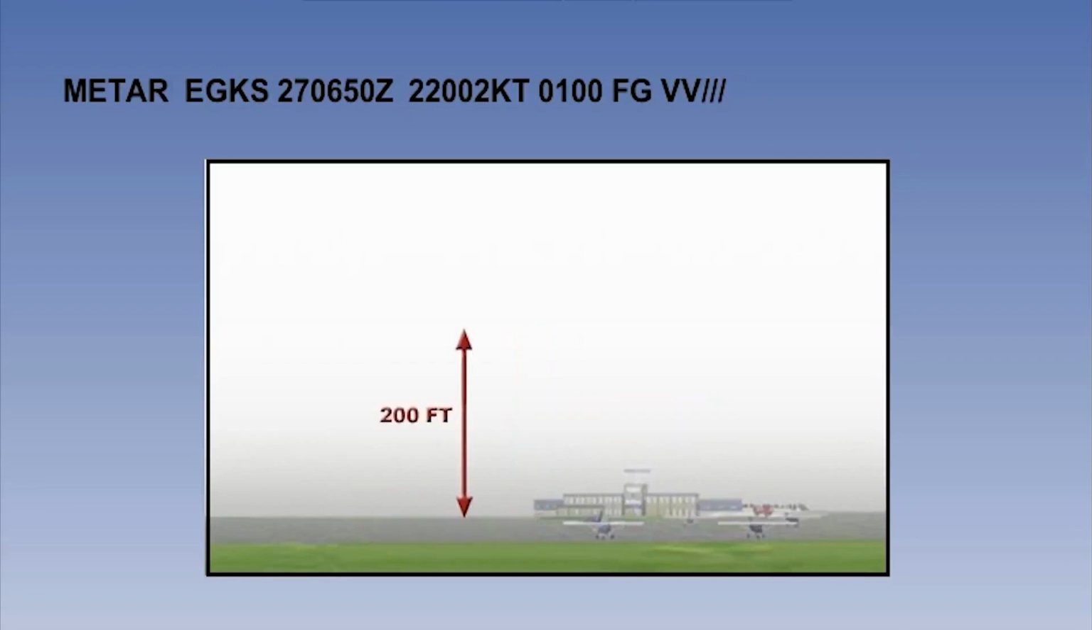Occasionally, you will see this group have a figure, for example, VV002. This states that in this case the vertical visibility is measured at 200 feet.